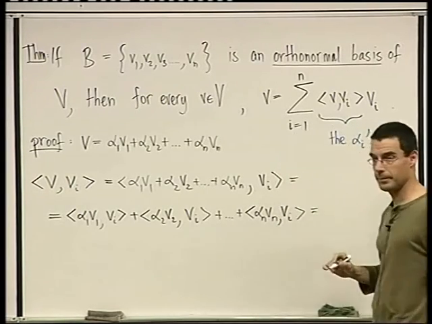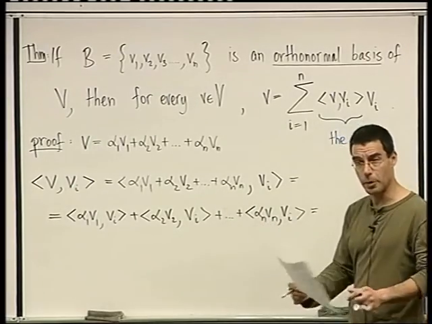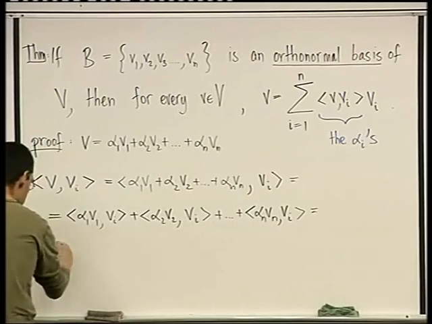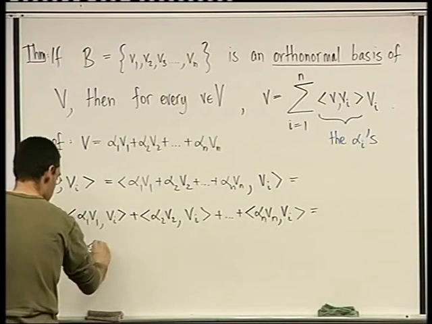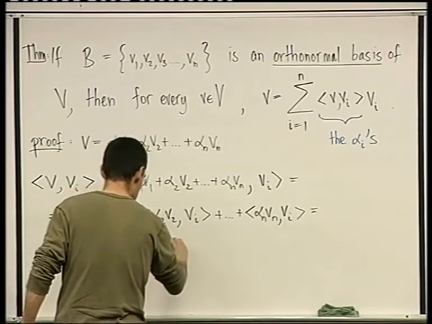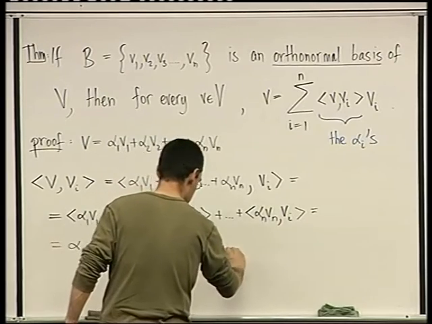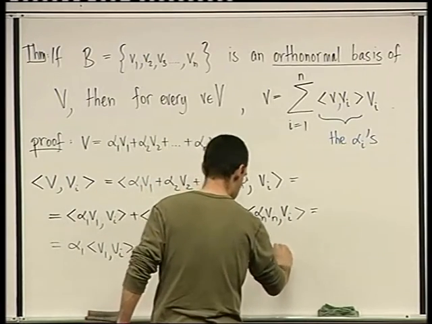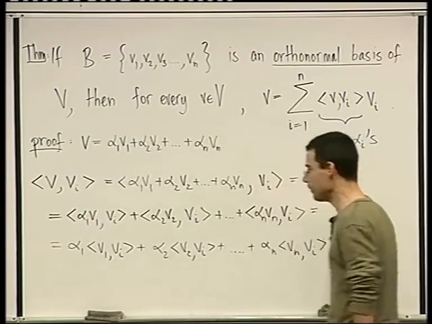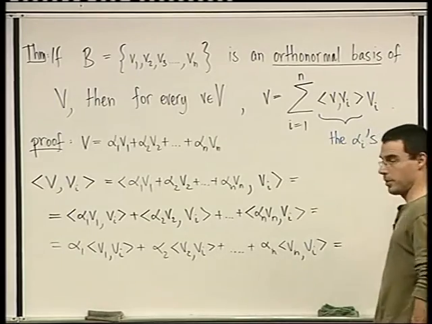Do you agree? Furthermore, we know how to pull scalars out of the first component. They just pull out, right? So we have alpha 1 V1 Vi plus alpha 2 V2 Vi plus dot dot dot alpha n Vn Vi. Right? We still didn't use at all the orthonormality.